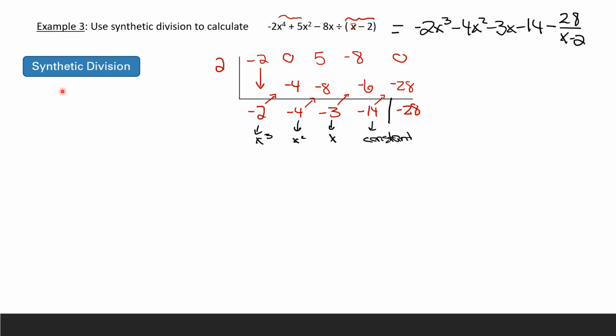But synthetic division is part of the curriculum, and it's important to know how to do, and it's a lot faster. It takes a lot less space, and you still get the right answer. It just doesn't work all the time. You need to make sure that your divisor is in this kind of form here.